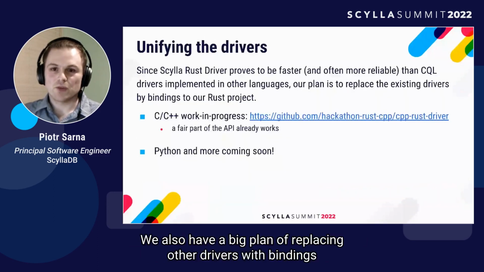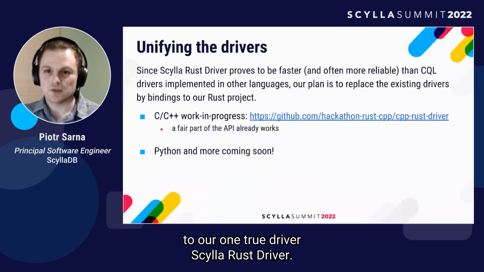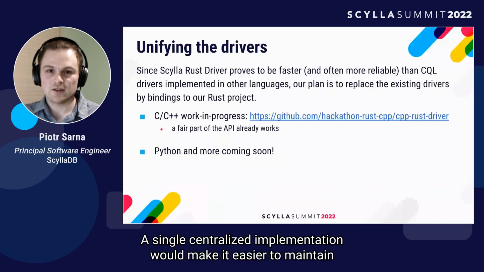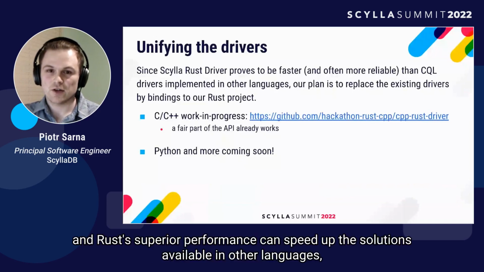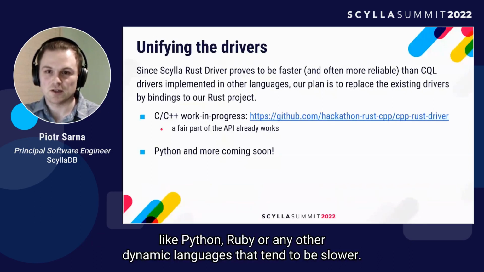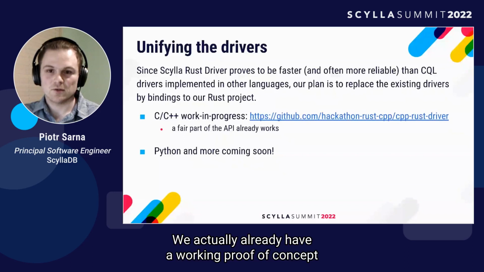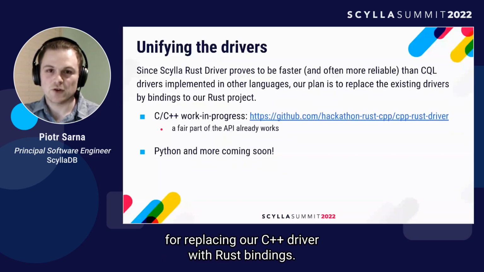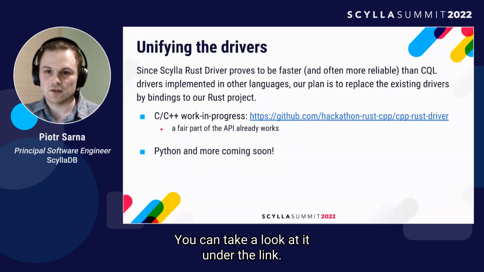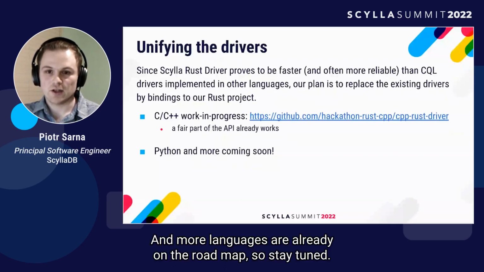We also have a big plan of replacing other drivers with bindings to our one true driver, Scylla driver. A single centralized implementation would make it easier to maintain, and Rust's superior performance can speed up the solutions available in other languages like Python, Ruby, or any other dynamic languages that tend to be slower. We actually already have a working proof of concept for replacing our C++ driver with Rust bindings. You can take a look at it under the link. And more languages are already on the roadmap, so stay tuned.